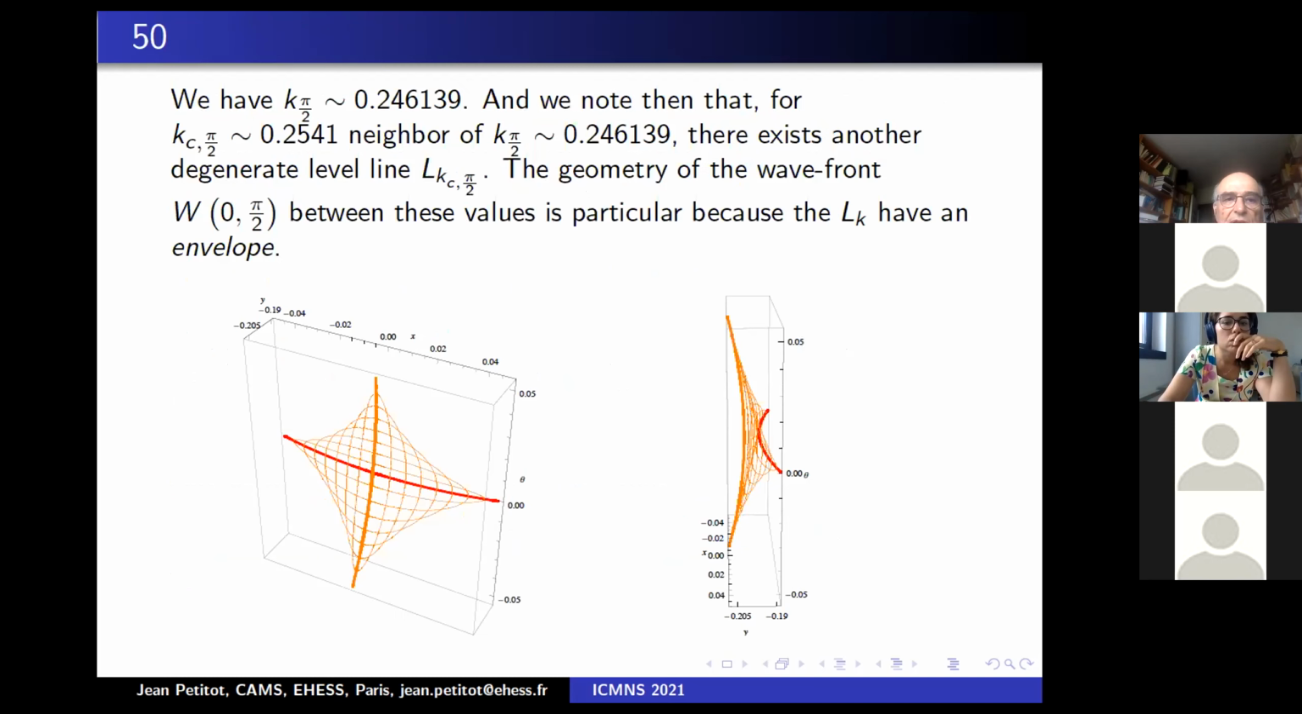I make some pictures. So the value of k for half pi is this value. You have a degenerate level line, but very close to this degenerate level line, you have another degenerate level line. For k half pi c, c for critical, you have another degenerate level line, and the surface of the wavefront has an envelope between these two degenerate level lines.